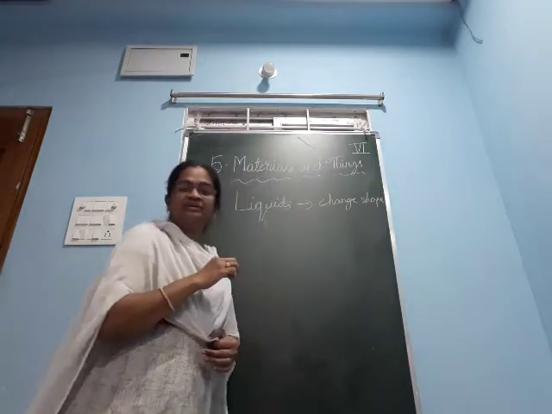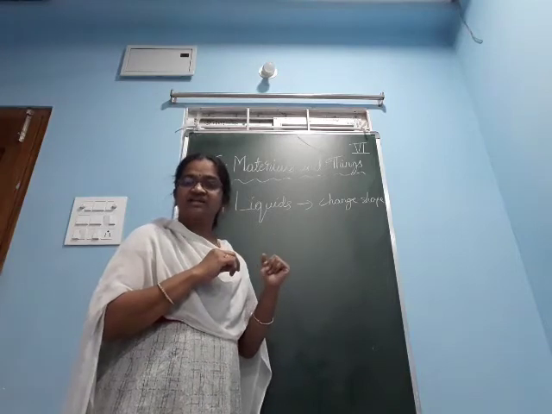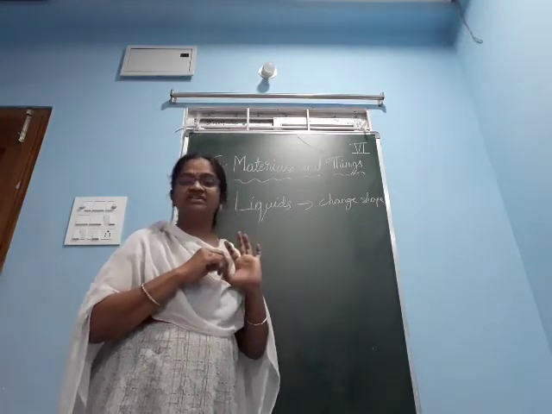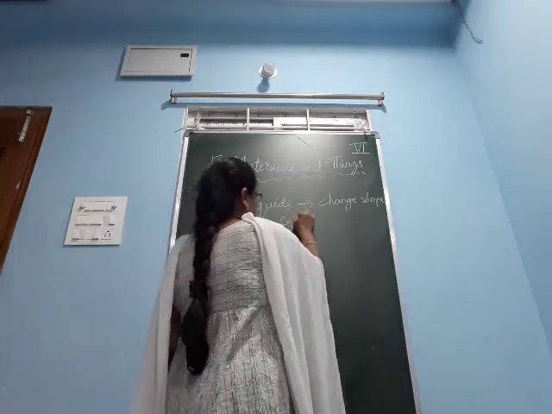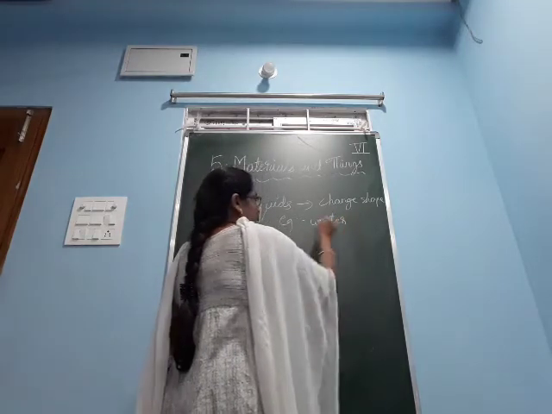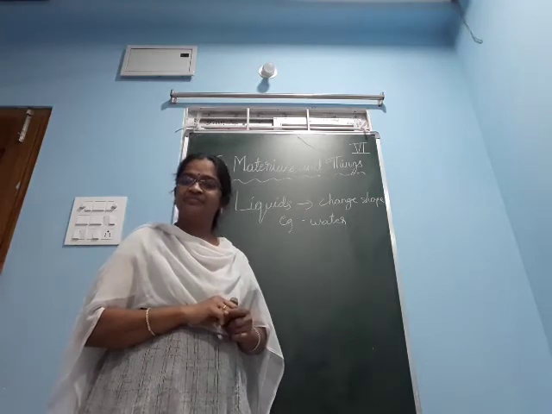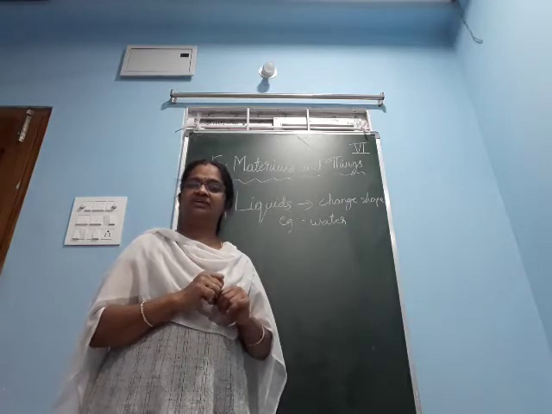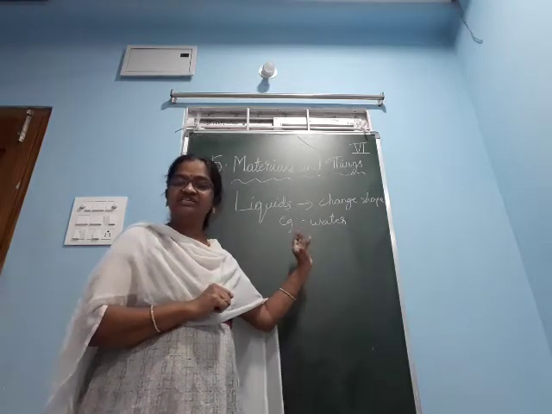For example, what are the examples? Water, milk, rasam, oil, kerosene. You see all of them as liquids. Only one I am writing, water. Others are all liquids, that is rasam, oil, milk, kerosene. So many liquids are there. They change their shape.